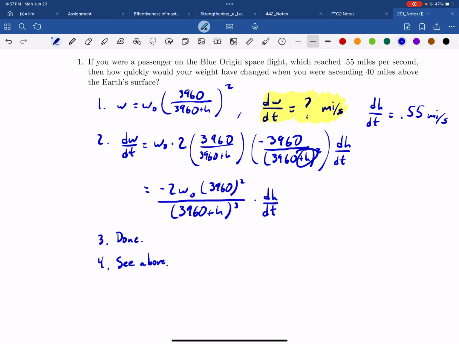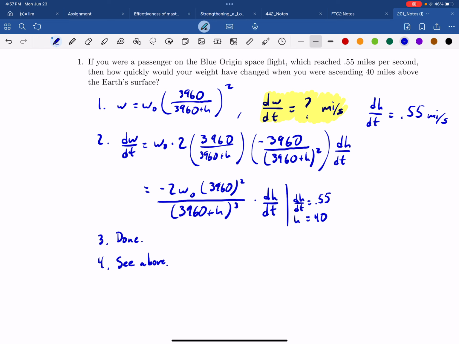I forgot that when you take the derivative of the bottom, the derivative of 3960 plus h is not 1, it's dh over dt. So my bad on that. Okay? So anyway, now we're going to use the fact that dh over dt equals 0.55. And we're also going to use the fact that h equals 40 miles. Right?